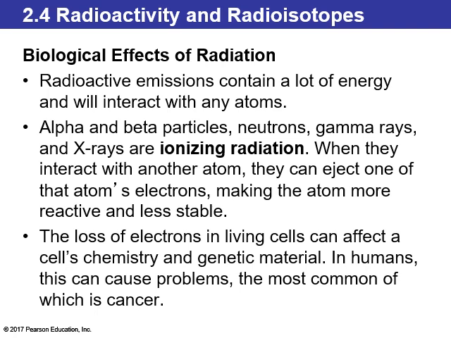So all of these radioactive emissions that we've discussed, they contain a lot of energy, and they can bump into atoms in your body or into other materials and do crazy chemistry. So alpha and beta particles, neutrons, gamma rays, and X-rays, they're all forms of what we call ionizing radiation. When they interact with another atom, they can eject one of that atom's electrons. That can kick off an electron. Now what was a stable atom before is now reactive. It's less stable. It's going to want to react.